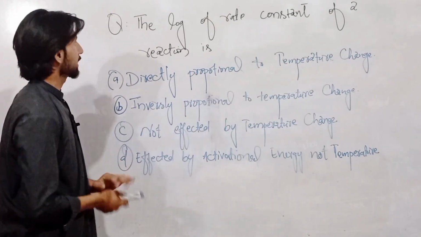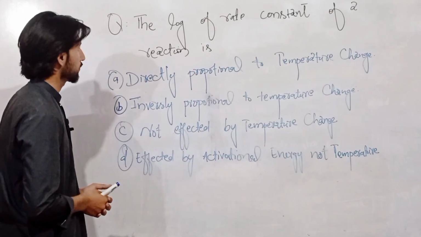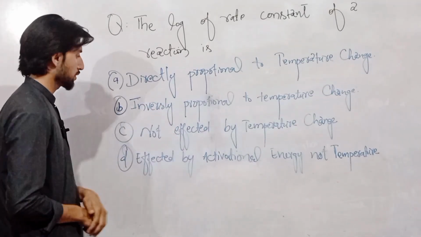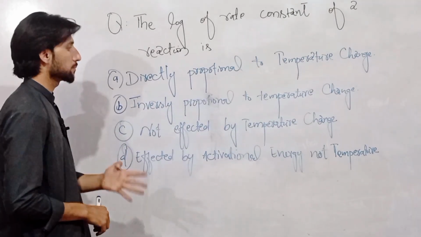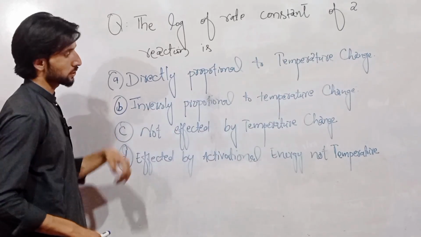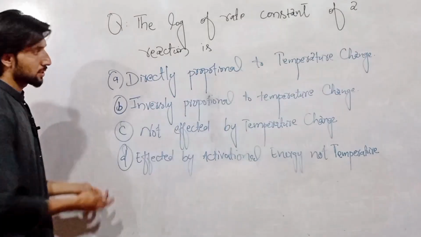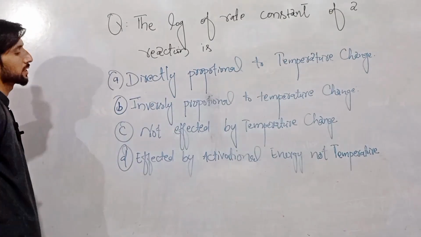So the question is saying the log of the rate constant of a reaction is directly proportional to temperature change, inversely proportional to temperature change, not affected by temperature change, or affected only by activation energy, not temperature. So what are you saying? You must mark your answer and then we will go to its details.